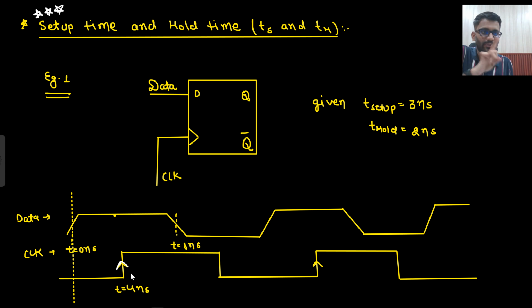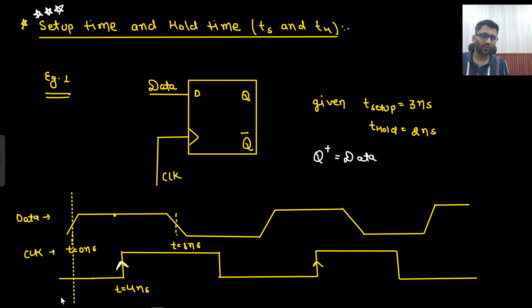Just as the positive edge comes, this is a positive edge triggered flip flop, right? So just as the positive edge comes, what is the job of this flip flop? It will just retain, it will just capture this data. What is the job of the D flip flop here? What is your Q plus? Q plus is simply equal to data only.